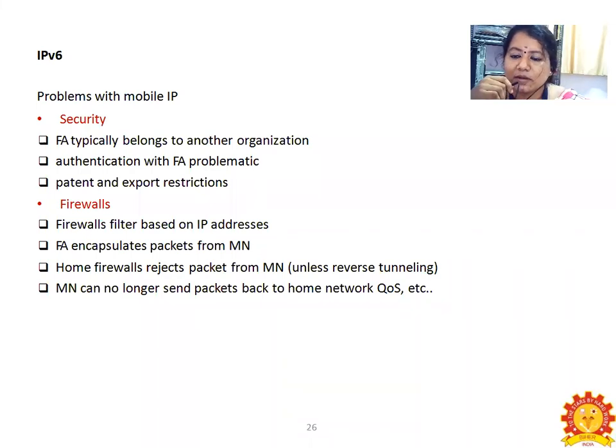Next, IPv6. The problems with IPv6 concern security. That is, FA typically belongs to another organization. The authentication with the FA is problematic. There are patent and export restrictions. Firewalls filter based on IP address. The FA will encapsulate the packets from MN. Home firewalls reject the packets from MN unless reverse tunneling is used. The MN can no longer send the packets back to the home network. There is also QoS, which is quality of service, etc.